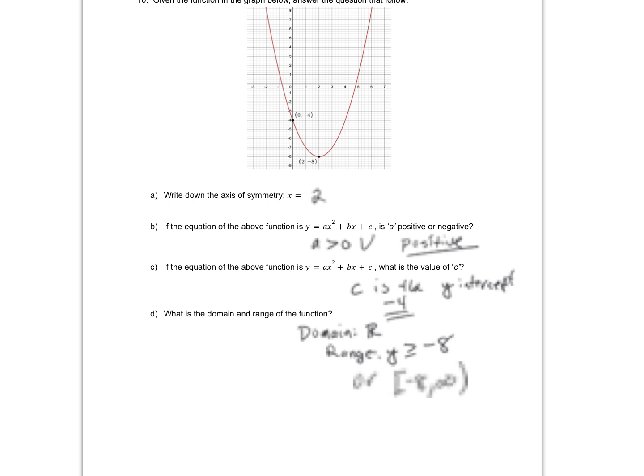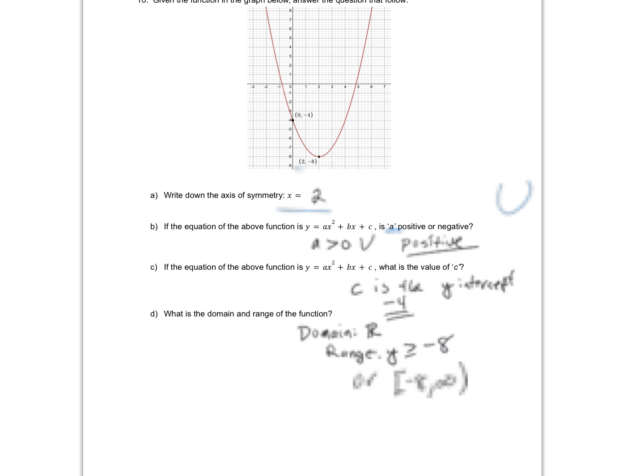Okay, so we're going to start with the axis of symmetry. It's x equals 2 because the x-coordinate of the vertex is 2. I know that A opens up, so if I'm going to ask the question, is A positive or negative, this thing opens up because A is greater than 0. So this is definitely A is positive.